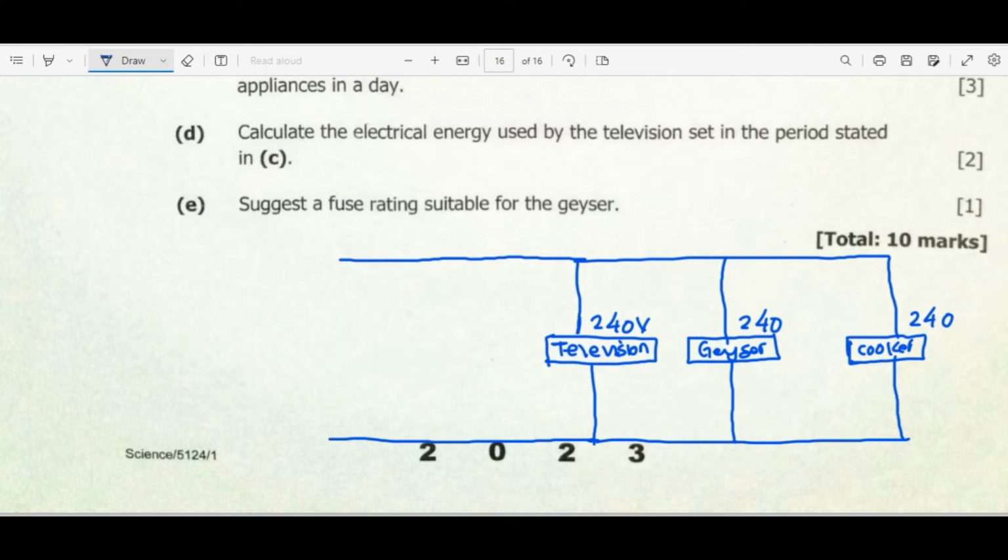That's why one of the points that you need to master whenever you are dealing with a parallel circuit is that voltage is equal at all points as long as the circuit is connected in parallel. So the only part that differs for these three electrical appliances is the current. So the current that will pass through the television will be different from the one that will pass through the geyser and the cooker.